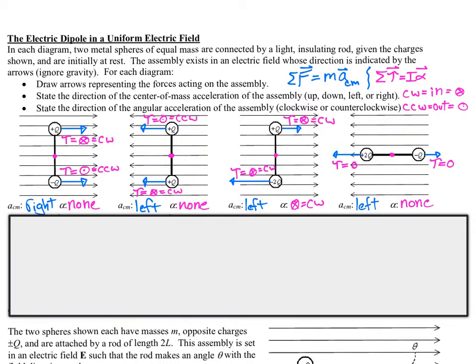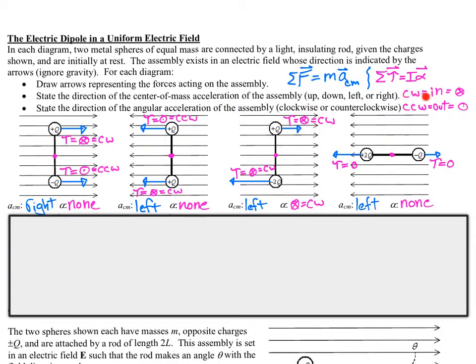A couple things to remember here. You are supposed to draw arrows representing forces for each assembly. State the direction the center of mass will travel, up, down, left, or right. Remember the acceleration of the center of mass, since these are still to begin with, is going to be in the same direction as the net force, regardless of any rotational effects. The motion of the center of mass is always governed by the net force. And you're going to state the direction of rotation, clockwise or counterclockwise.